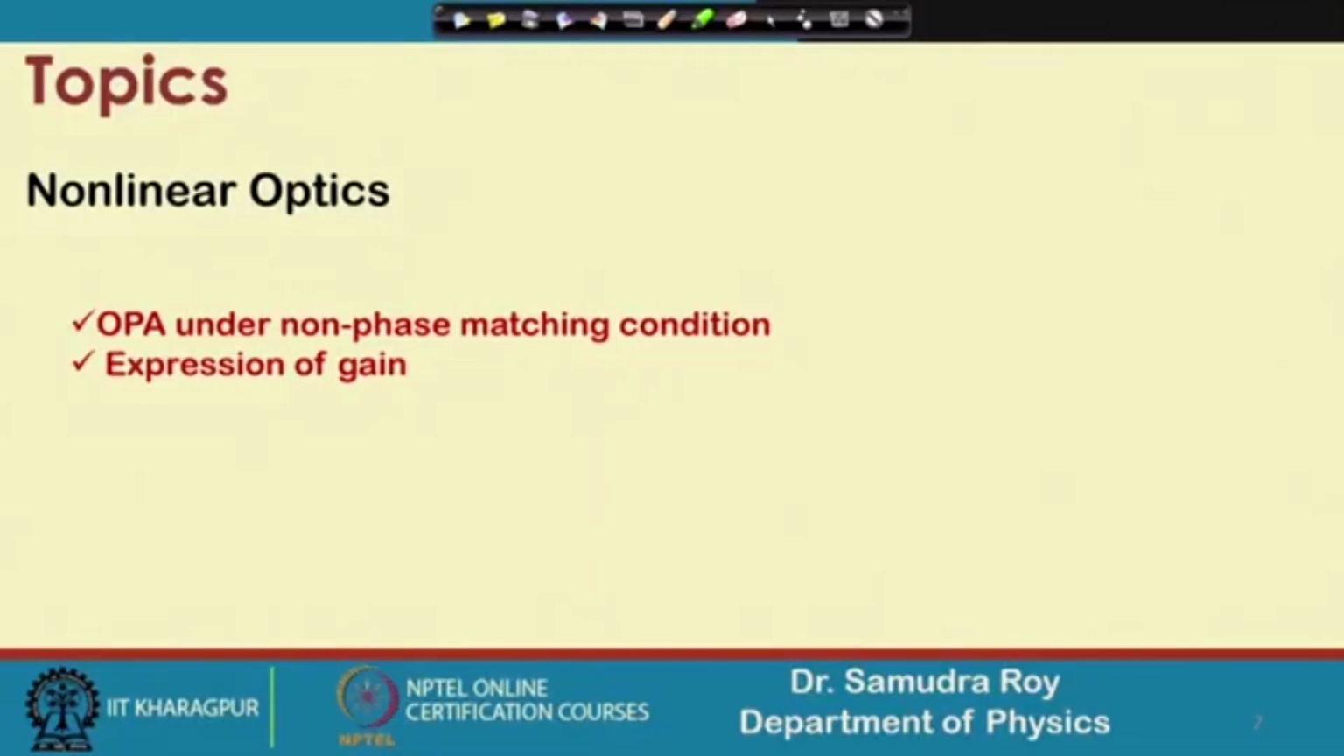So, let us see what we have today. We have optical parametric amplification under the non-phase matching condition. As I mentioned, non-phase matching condition means delta k is not equal to 0, so all the coupled differential equations that we are going to use will have delta k not equal to 0. And an expression of the gain.